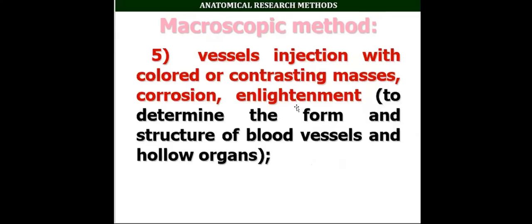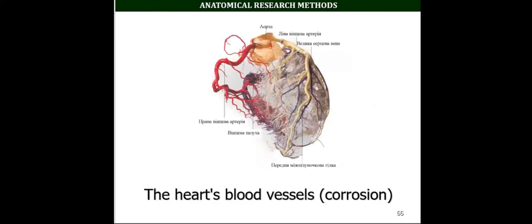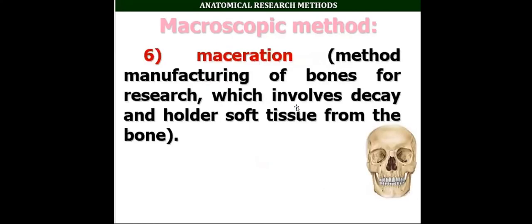Macroscopic methods include vessel injection with colored or contrasting masses, and corrosion. For example, a heart blood vessels corrosion is a special preparation where only the vessels are present. Macroscopic methods also include maceration. Maceration is a method of manufacturing bones for research, which involves decay and removing soft tissue from the bone. For example, this variant may be presented in a practical lesson offline. We hope to finish the online method of studying very quickly, and we will meet with you in our auditorium.